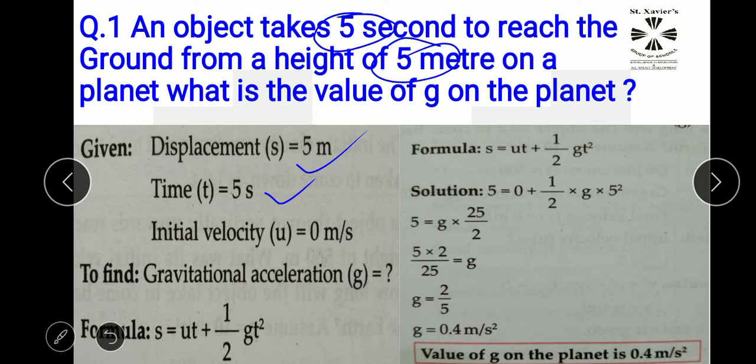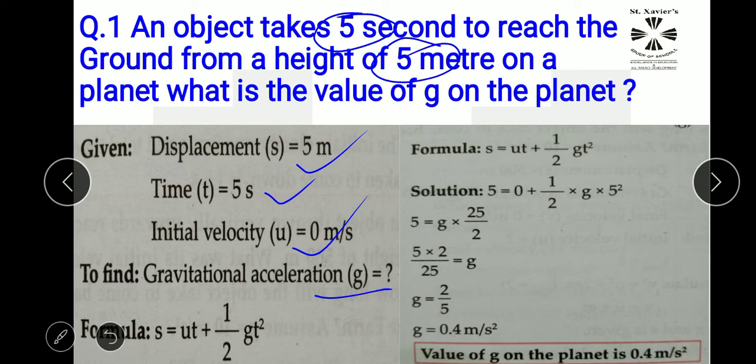So initial velocity: when any object starts falling down from a certain height, initial velocity is always 0, students. Here the gravitational acceleration g we have to find.